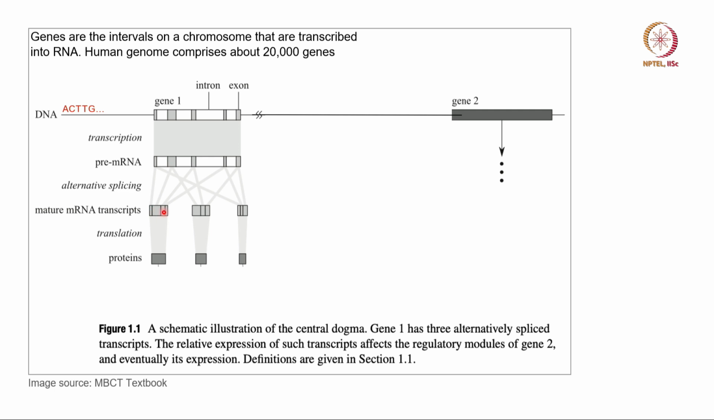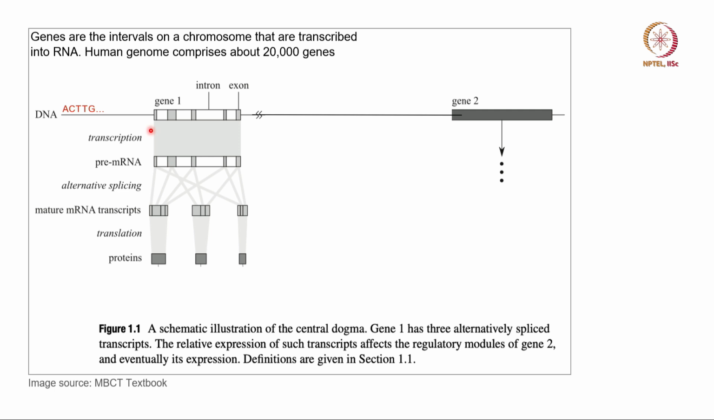Subsequently these mRNA transcripts will be translated into protein sequences. So at the translation step, consecutive 3 nucleotides will be converted into a single amino acid. So this is how the conversion of DNA to RNA and RNA to proteins happens.